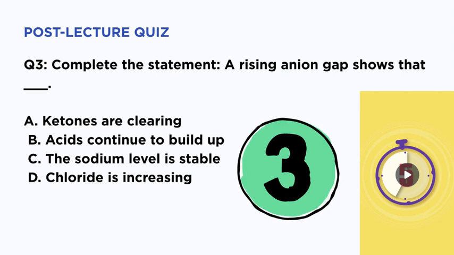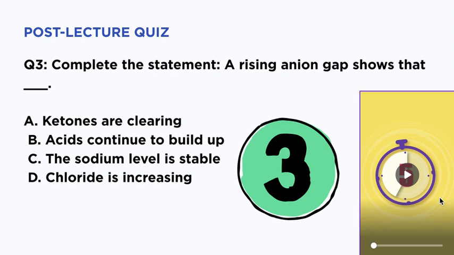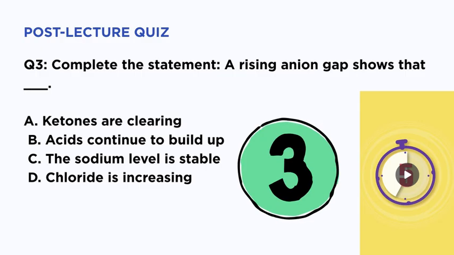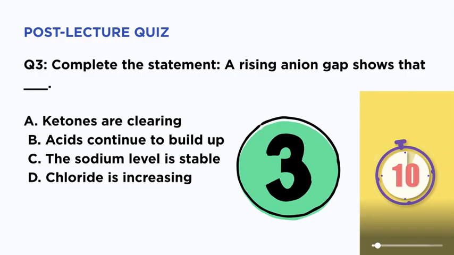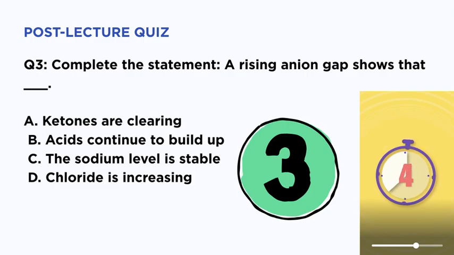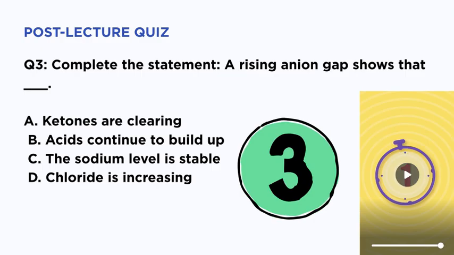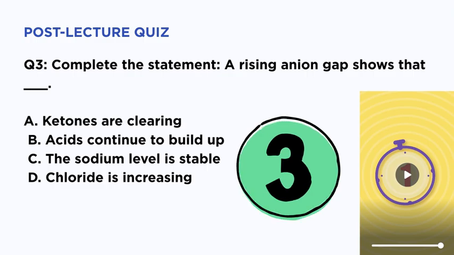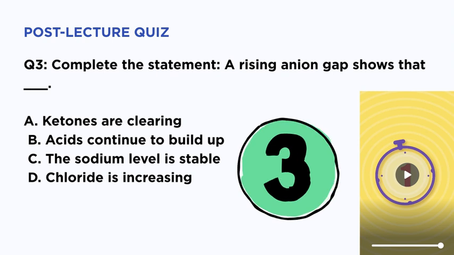Question number 3. So we complete the statement. A rising anion gap shows that. Okay, so question number 3, the correct answer is letter B. So remember, ketones are acid, right? A rising anion gap means that there are unmeasured acids, or ketones, increasing. In DKA, this is reflected through the ketone formation.